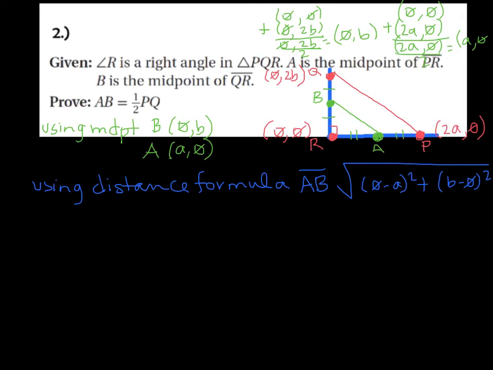So 0 minus a would be negative a squared, but when you square negative a, you just get a squared. And b minus 0 is b, squared would be b squared. So I know that the distance between A and B is the square root of a squared plus b squared. Now some of you yesterday kept trying to take the square root of these individually. Remember, because this is addition, I can't break this binomial up and take the square root of its individual terms. So now I know the distance between A and B is the square root of a squared plus b squared.